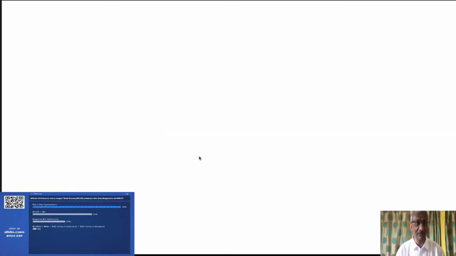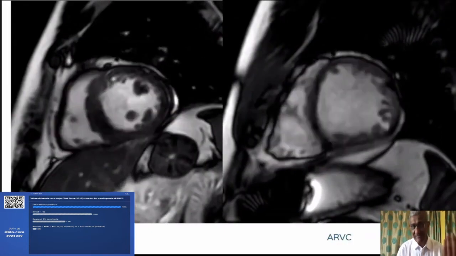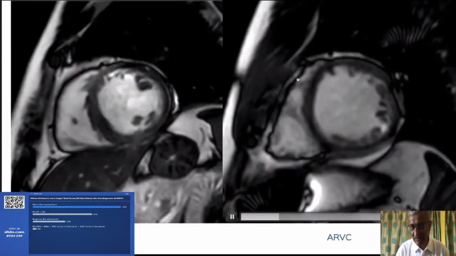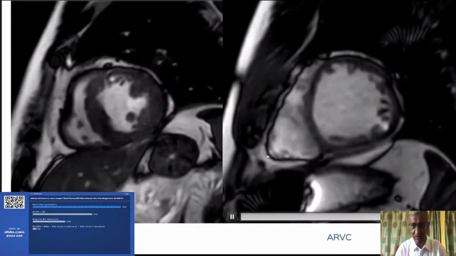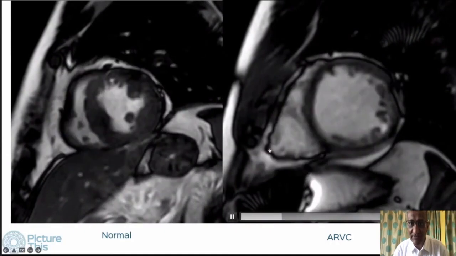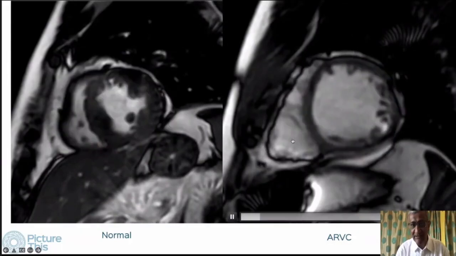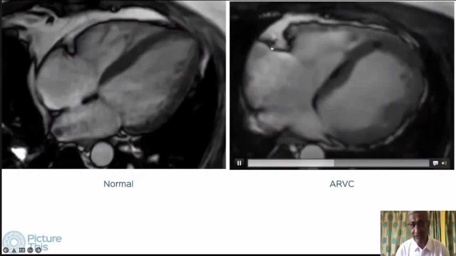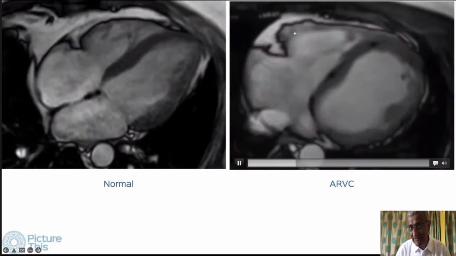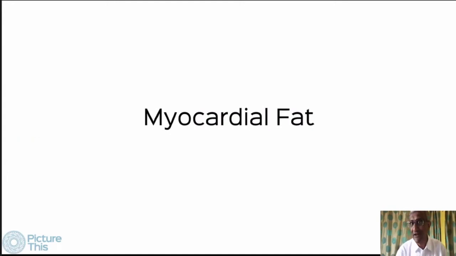No, sir. Okay, great. So regional RV dyskinesia is best seen in the anterior and inferior walls and the angles. The axial scans help here. You can see a patient with this accordion-like anterior wall. The angle actually shows kind of a pseudosacculation in RV systole. You compare that to a normal contractility, that is abnormal. Again, here you can see that's normal, and that's the abnormal irregularity and the pseudosacculation that you see here in the anterior wall. So that's a defined sign.